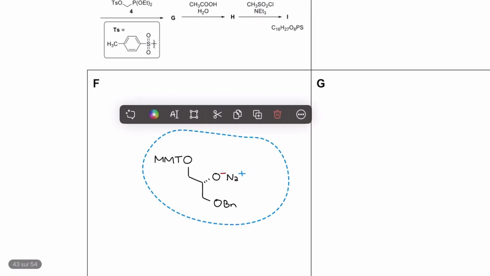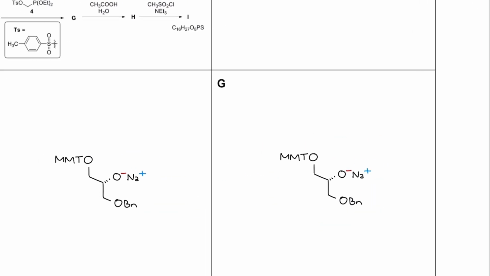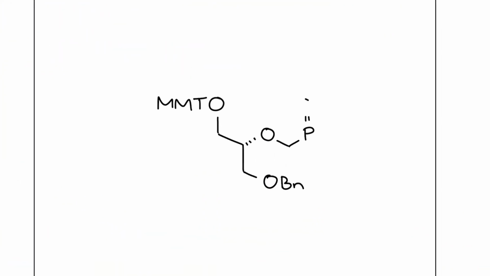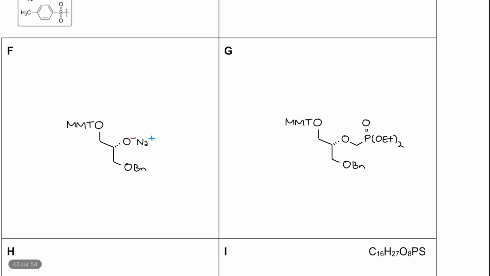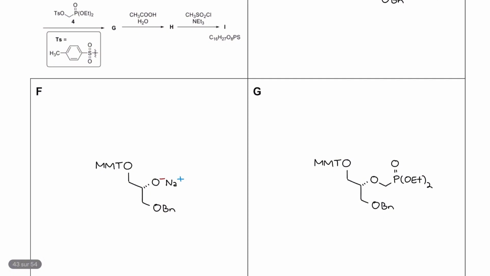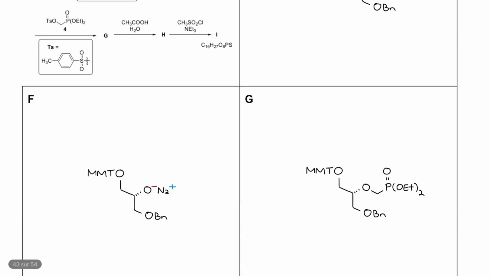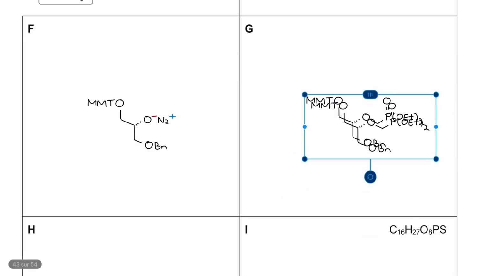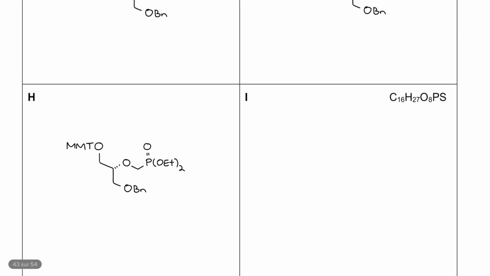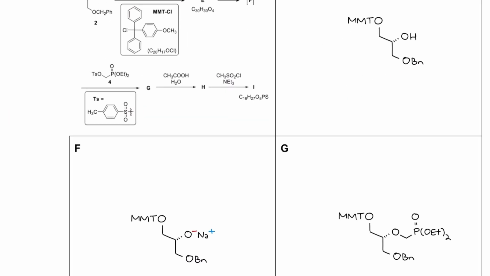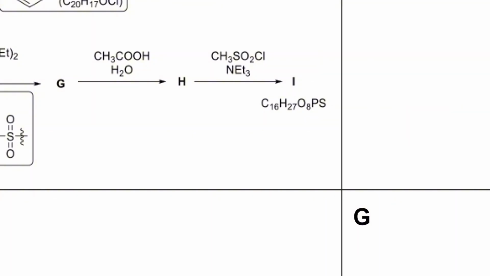Then F treated with this phosphonate ester, which also bears a leaving group, is going to give us the phosphonate ester right here, PO(OEt)2. Nice. That's really great. That's G, right? Then next we treat it with acetic acid. That's going to remove the MMT group. Sorry, not hydrochloric acid, acetic acid. Then we treat it with, that looks like a mesyl chloride.